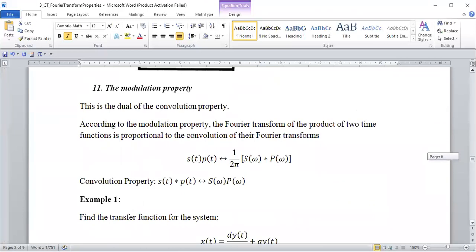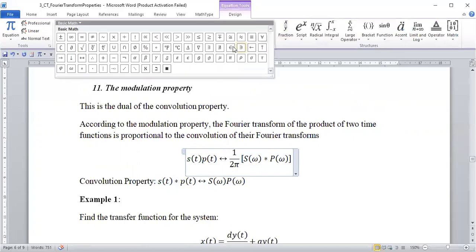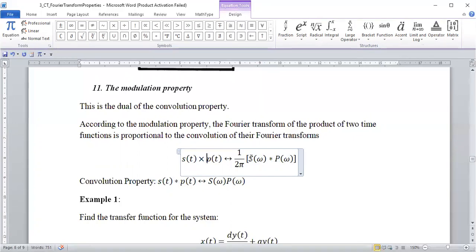I move to the modulation property. The modulation property is the dual of the convolution property. The convolution property says that when you convolve in the time domain, you're actually multiplying in the frequency or Fourier domain, while the modulation property says that when you multiply in the time domain, you're actually convolving in the frequency domain, but with a factor of 1 divided by 2 pi.